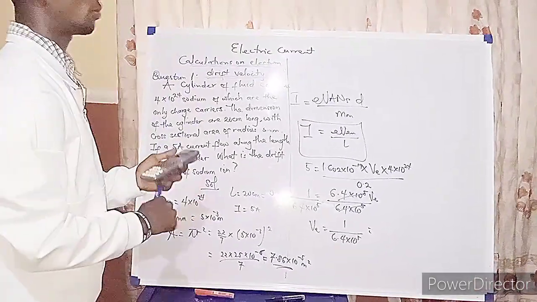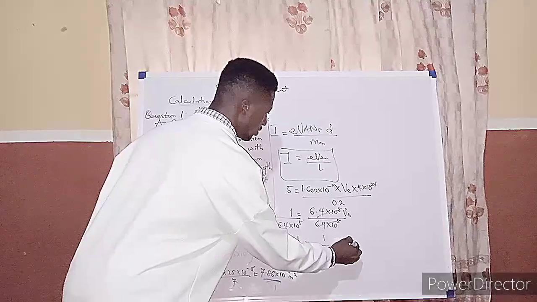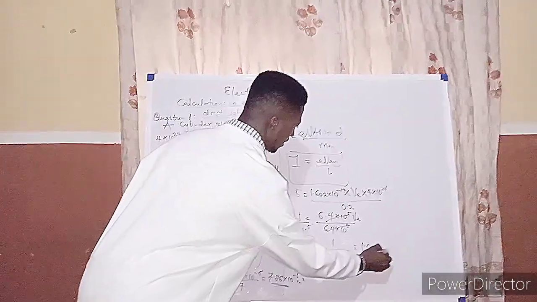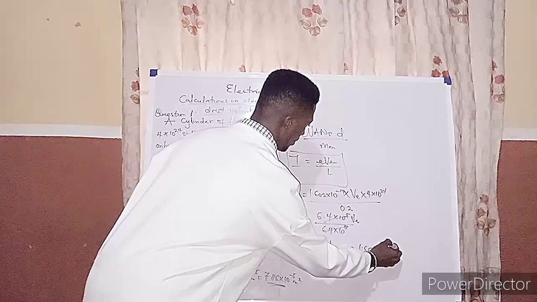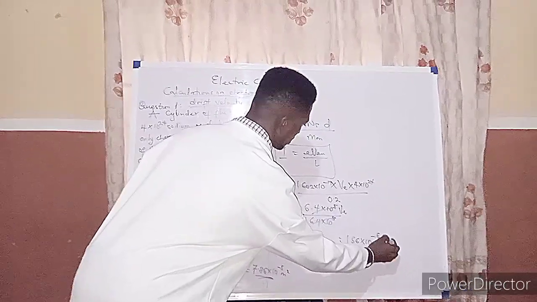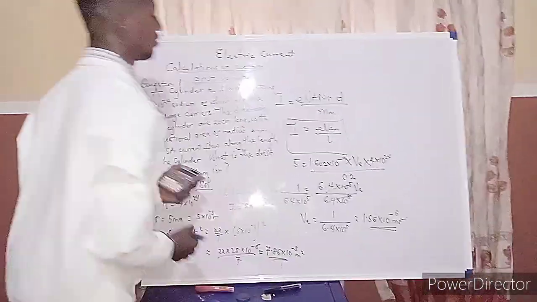And what do you have? 6.4 times 10 raised to the power 5. Let's do the velocity to be 1.56 times 10 raised to the power minus 6 meter per second. That is our drift velocity.